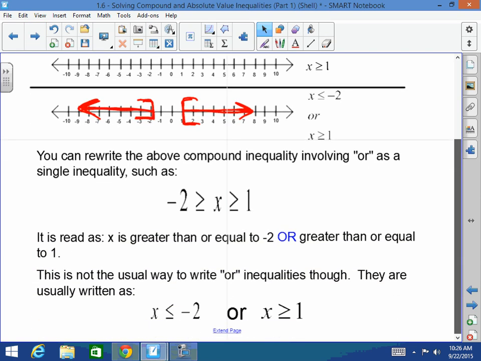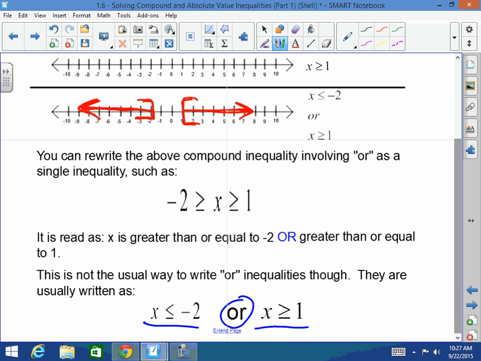We can also write this kind of inequality as so: x is less than or equal to negative 2, or x is greater than or equal to 1. However, since this is an or inequality, you have another option. Since you have two possibilities here, you can also simply say x is less than or equal to negative 2, write the word or, x is greater than or equal to 1.